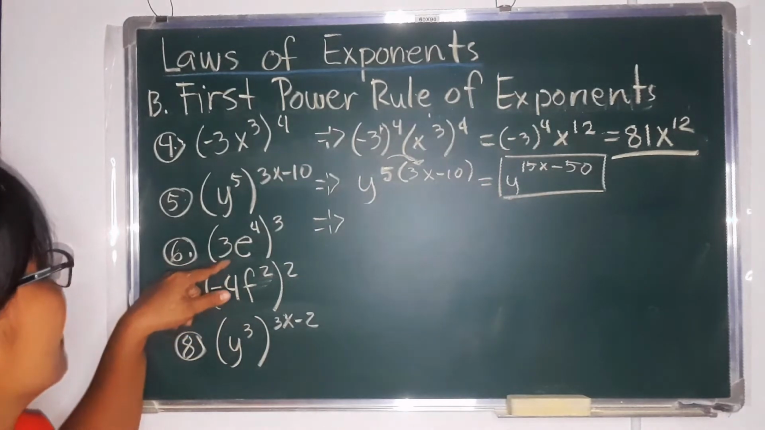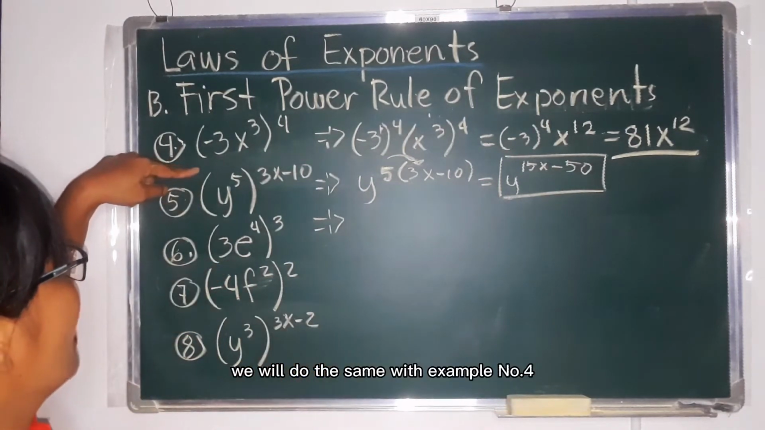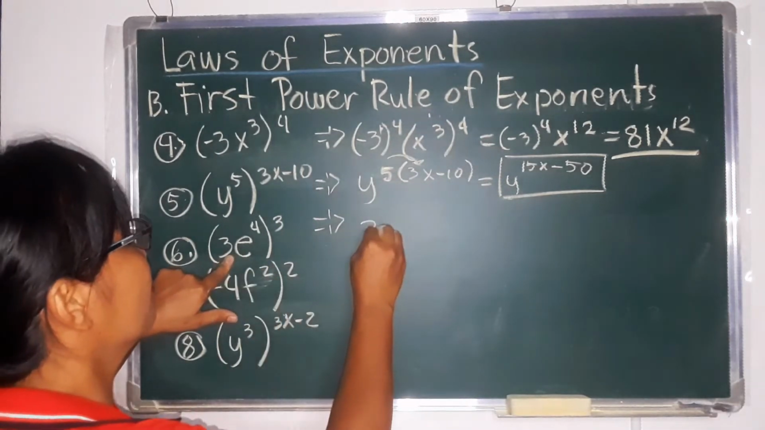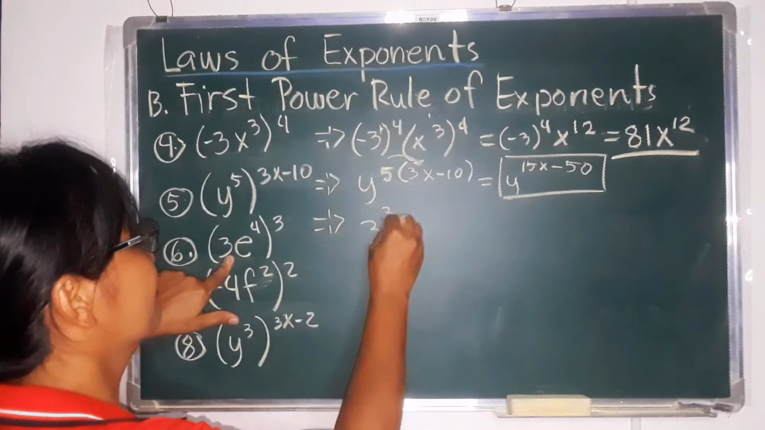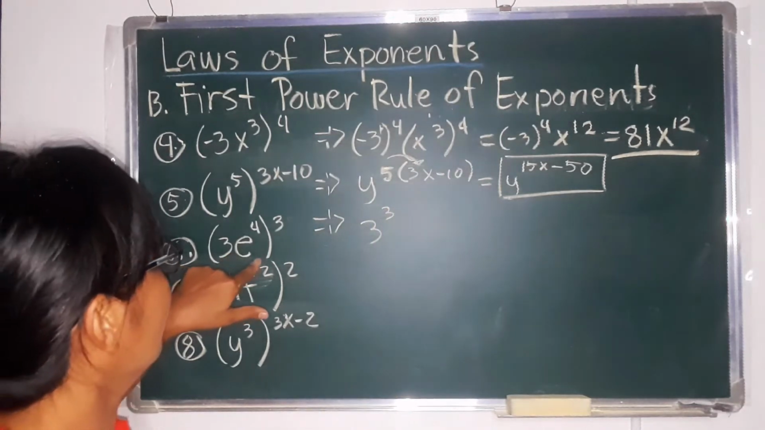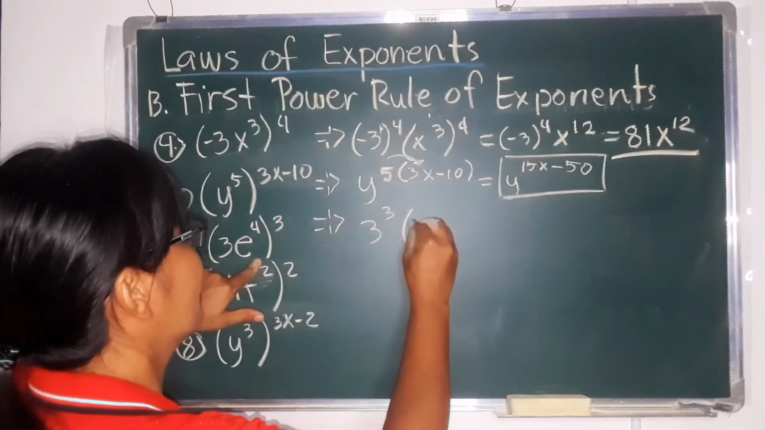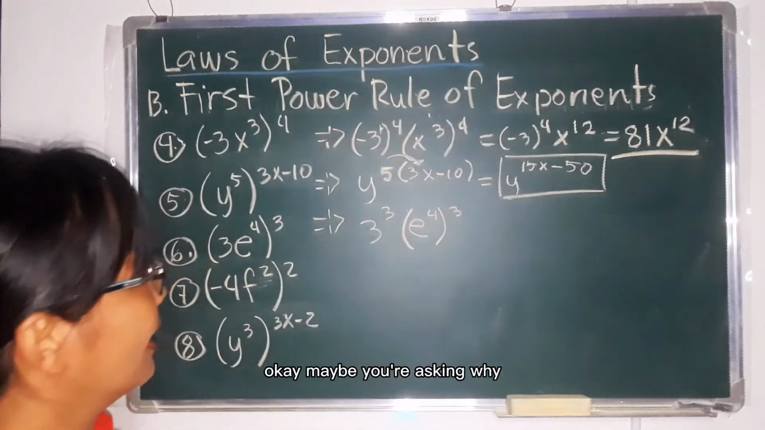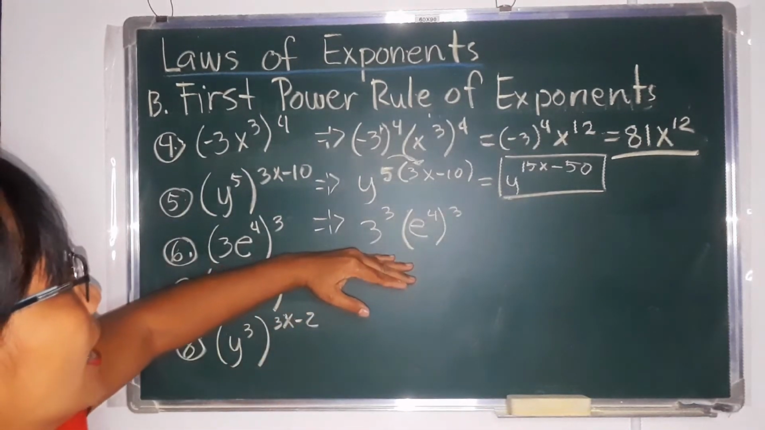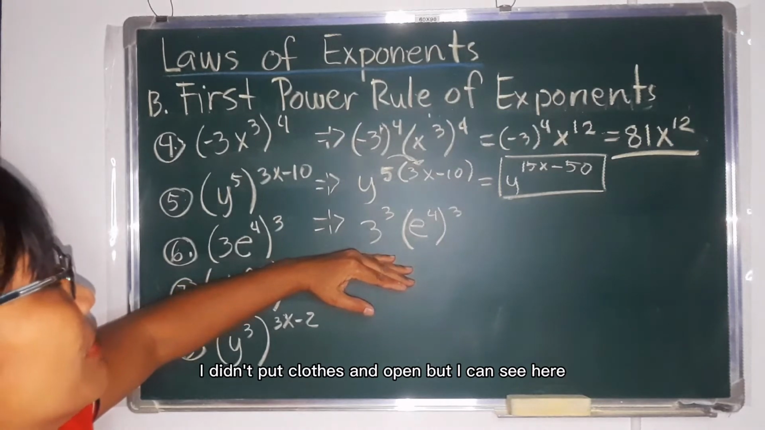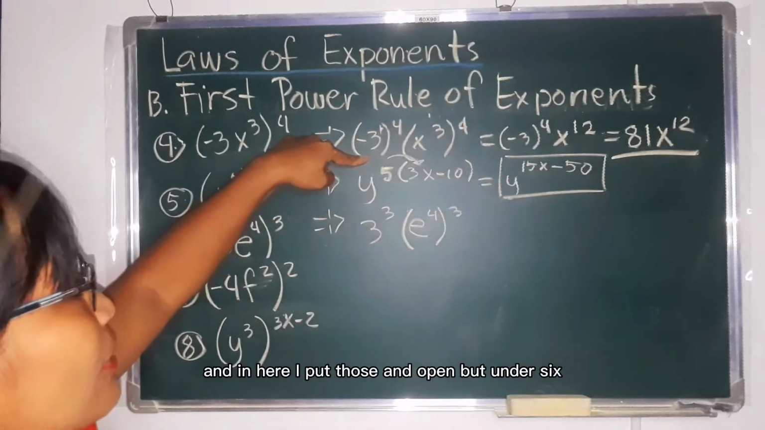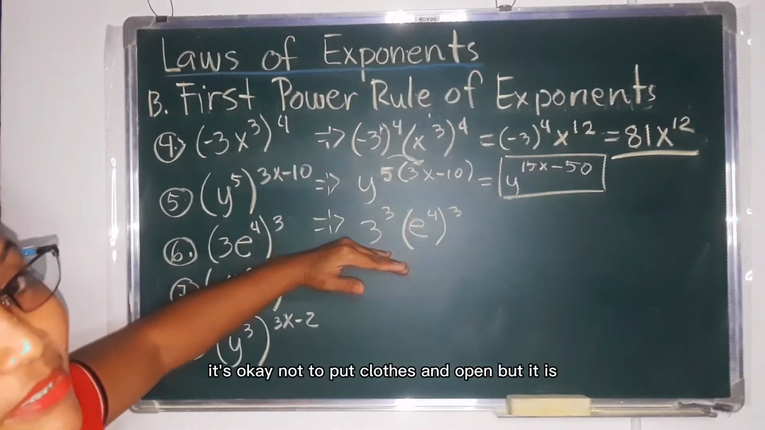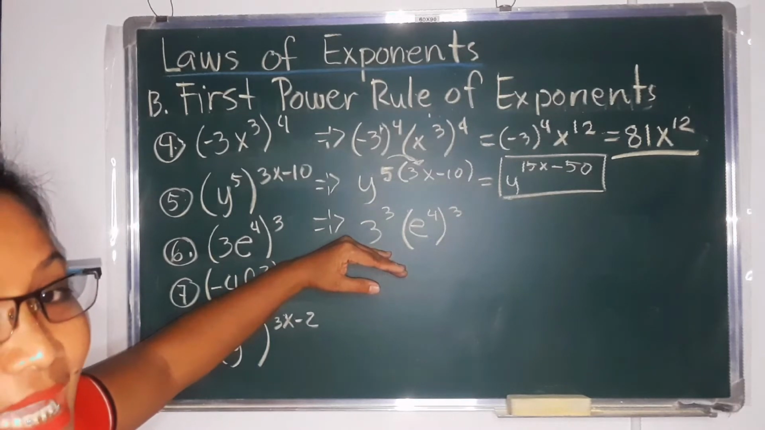So, for number 6, we will do the same as example number 4. We will distribute 3 with the exponent 3. Next, we will do e to the 4th power multiplied by 3. Maybe you're asking why I didn't put open and close parentheses here, and in here, I put open and close parentheses. Since this is positive, it's okay not to put parentheses. It's not a big deal.